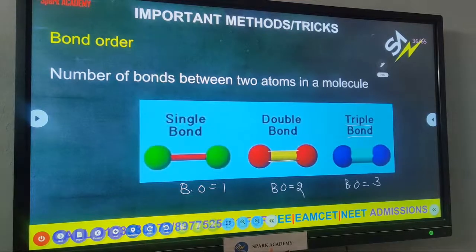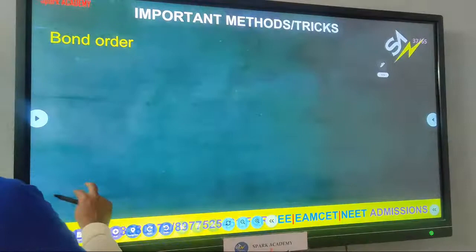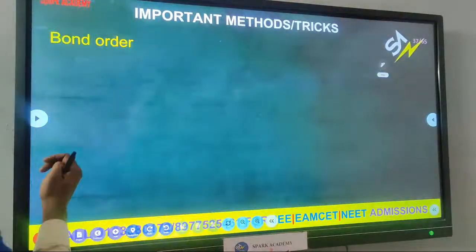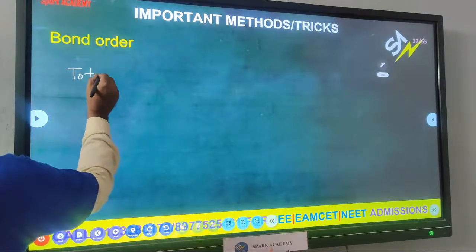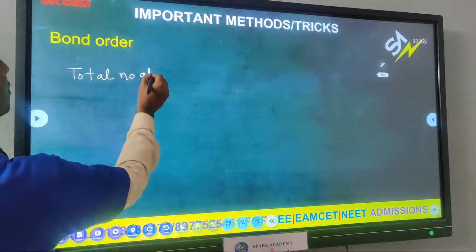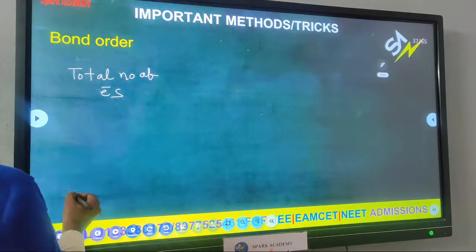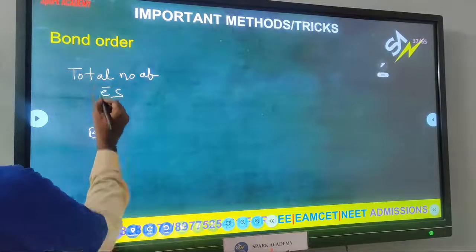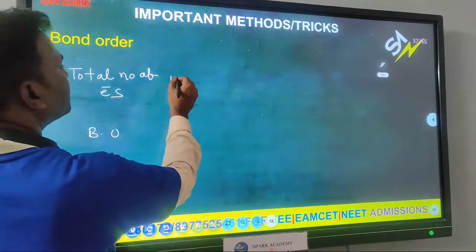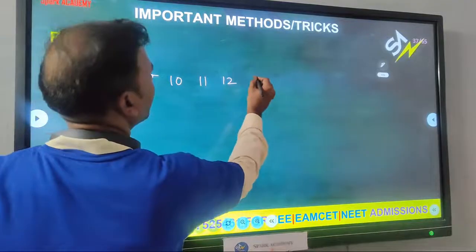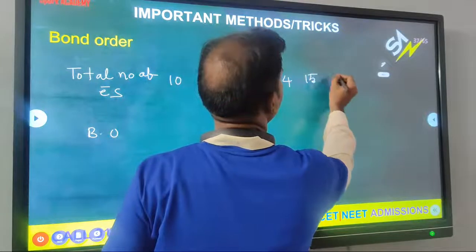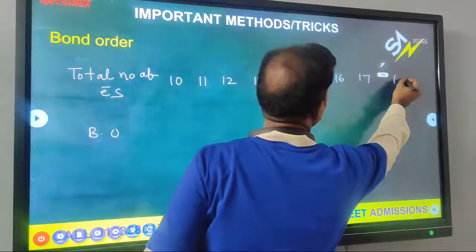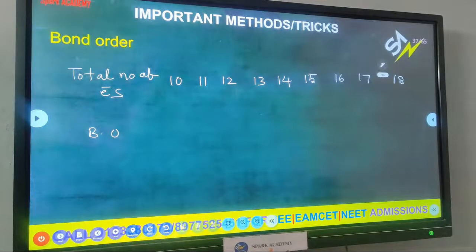Now we have one small table. With the table we can easily confirm the bond order. We take the total number of electrons, and below it the bond order. The total number of electrons we have written as 10, 11, 12, 13, 14, 15, 16, 17, 18.